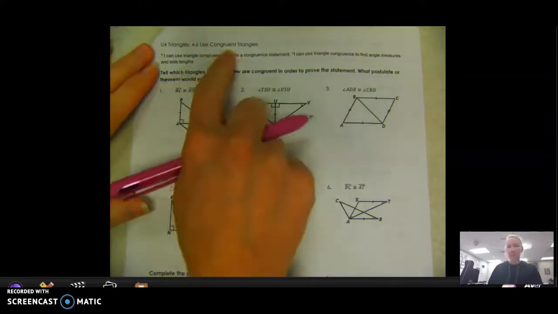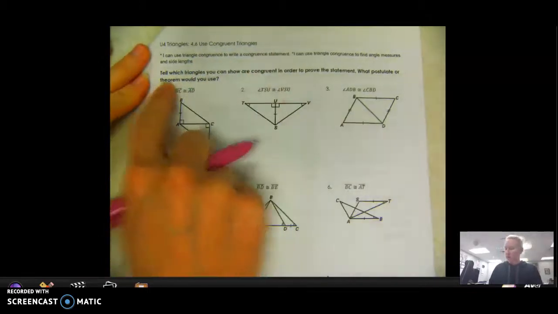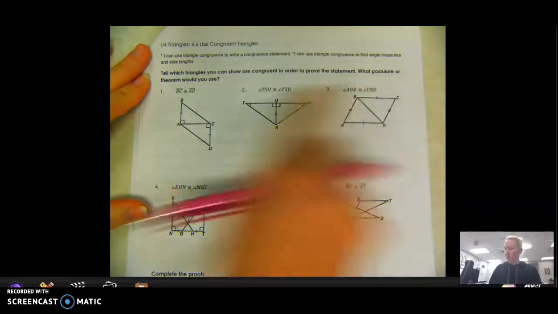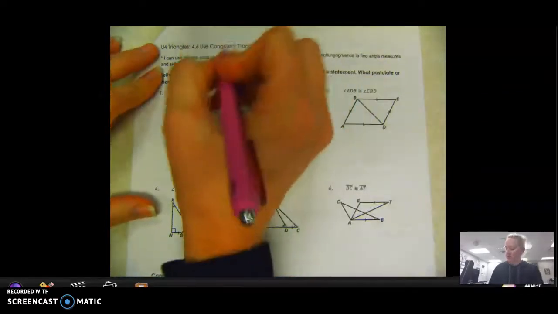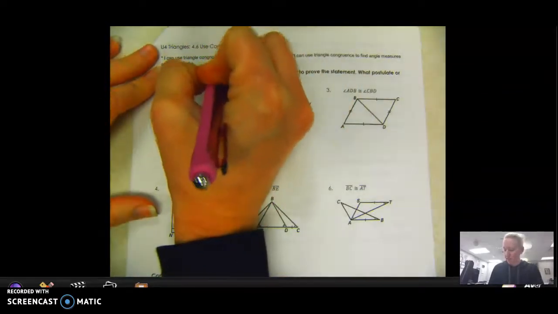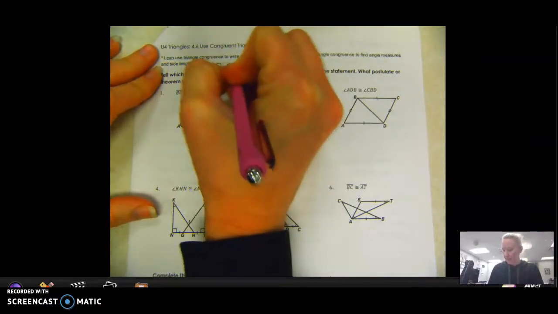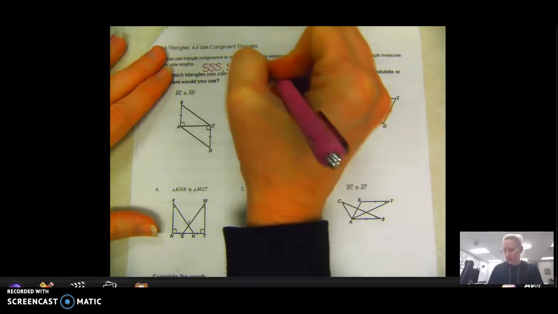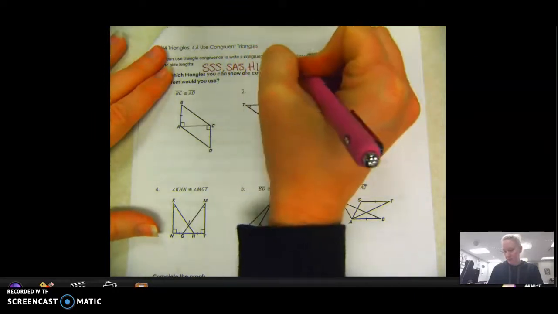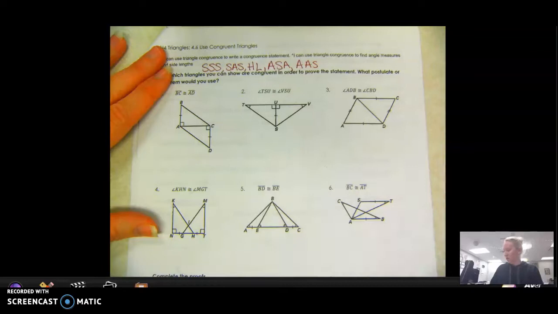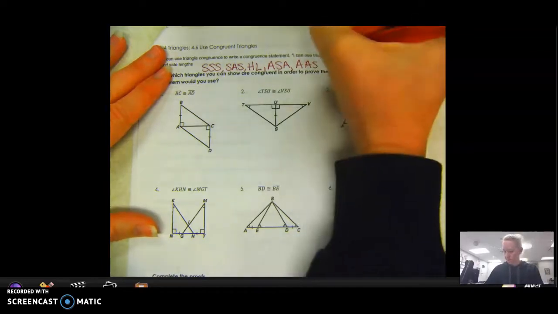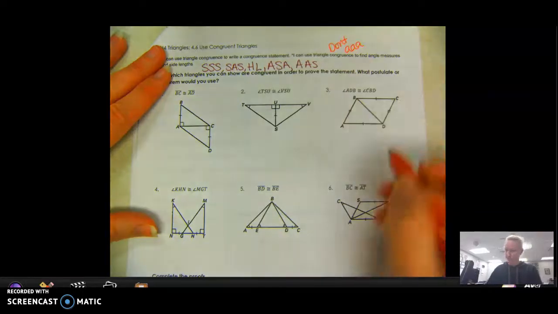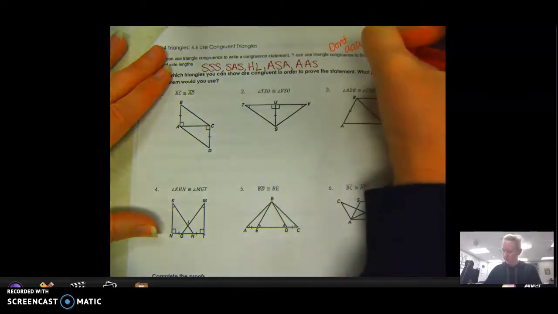Okay, so using congruent triangles. Tell which triangles you can show are congruent in order to prove the statement. What postulate or theorem would you use? Typically when they say that, we're talking about side, side, side, side, angle, side. Remember, we have 5 of them: hypotenuse, leg, angle, side, angle, and angle, angle, side. Remember the ones that don't work would be angle, angle, angle, and side, side, angle.